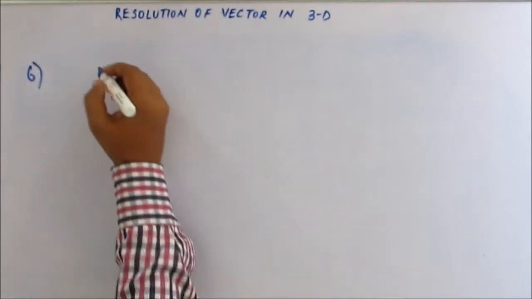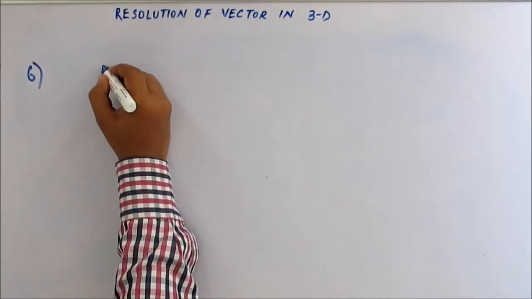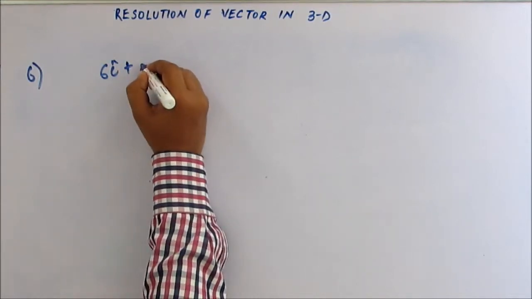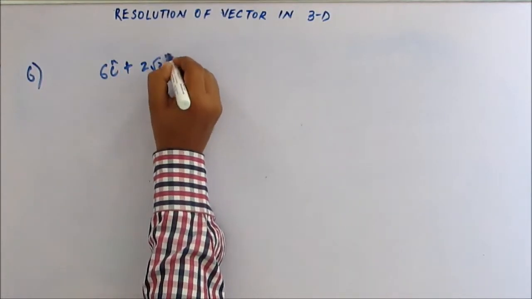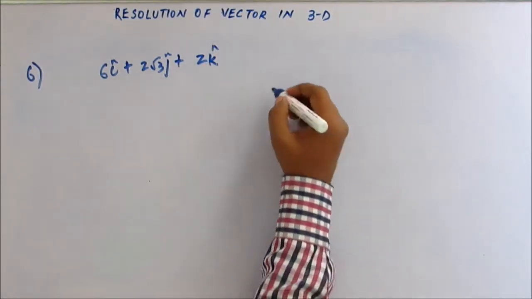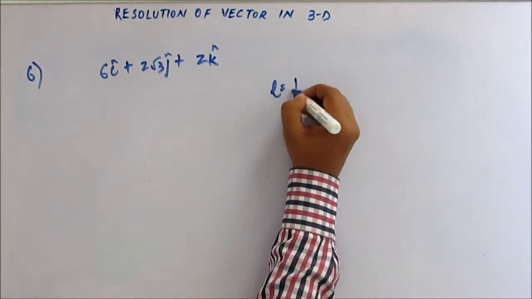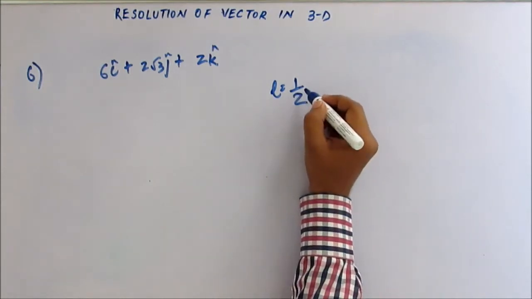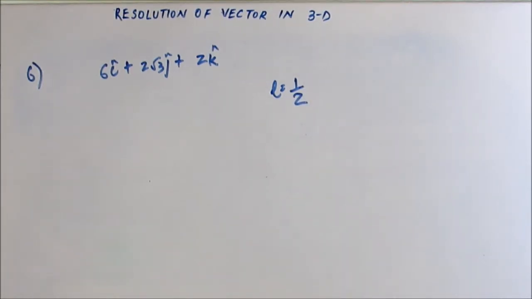Okay, let's solve another easy one, an oral problem. No pen, no paper. Suppose we have a vector like 6 i cap plus 2 root 3 j cap plus z k cap. Now the given information is L is equal to half. Find the value of z such that L will be equal to half. What is L? You know? Good. If you know, then find the value of z if L is equal to half.